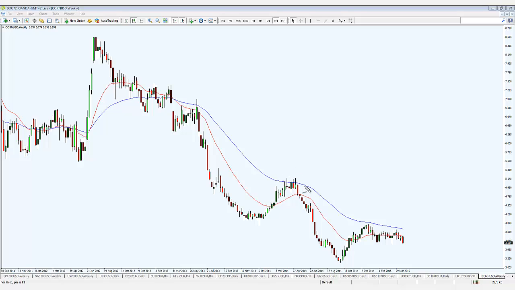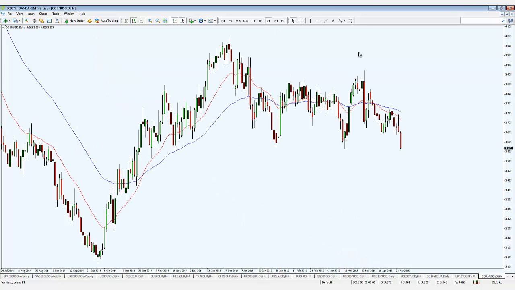Again, corn tested the 20 and 50, traded lower, then came back here and started consolidating between the 20 and 50 period moving average on the weekly chart. So I'm looking at potential, I won't say targets, but potentially look to retest these multi-year lows over here on the weekly chart.